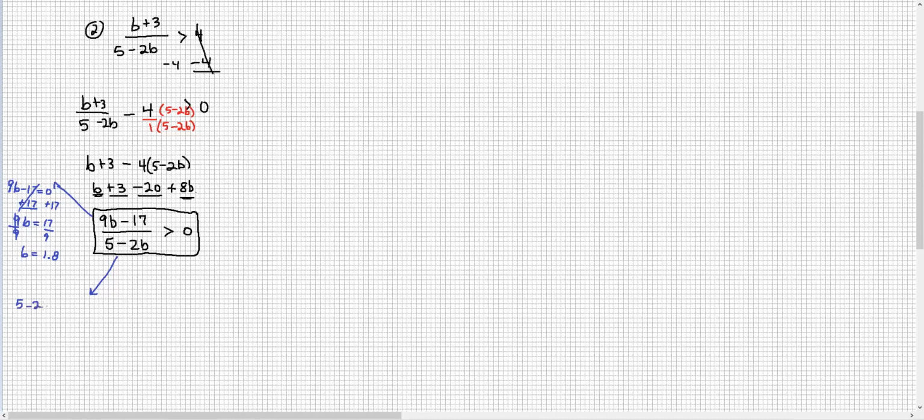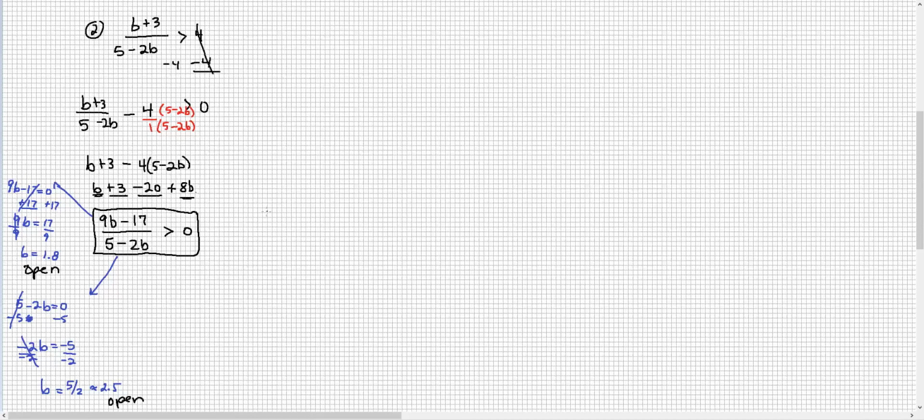And then 5 minus 2b, you gotta set it equal to 0. Oh wait, you gotta get rid of the 5 first. There we go. So we have negative 2b equals negative 5, divided by negative 2. We have b equals 5 over 2, or 2.5. Now the question we need to ask ourselves is whether they're open or closed, and because there's no equality bar on this one, both of them are going to be open.